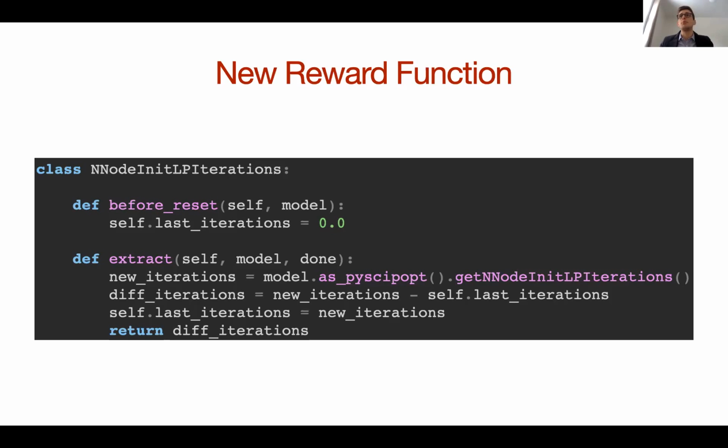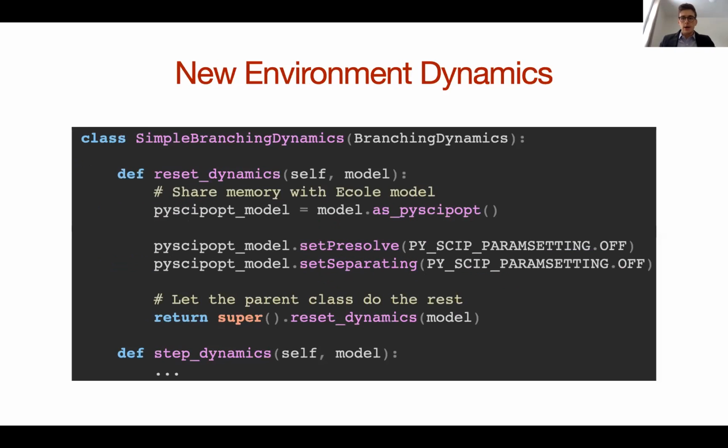So here we see an example of a SCIP function that is get n node init LP iterations. And we create a reward function by computing the difference in this metric between two states. So we've shown that in Ecole we can customize the observation function and the reward function, and also the information you get in the info dictionary in OpenAI. So if you take all of this information out of the environment, what you get left with is the environment dynamics. Basically, the environment dynamics are the transition probabilities that we've seen in the Markov decision process, without any notion of observation or rewards or anything.